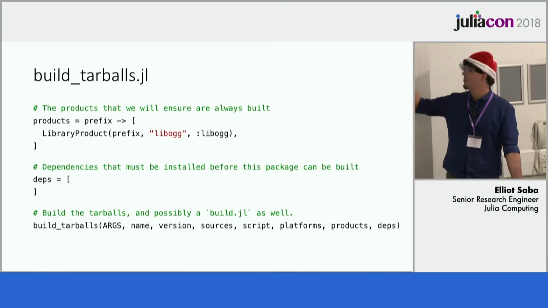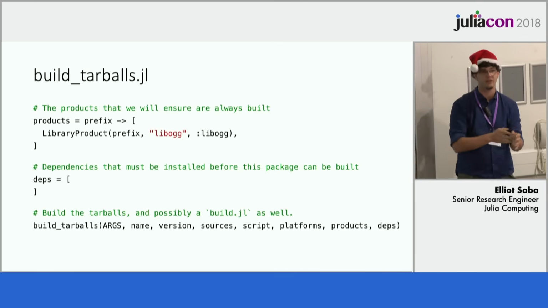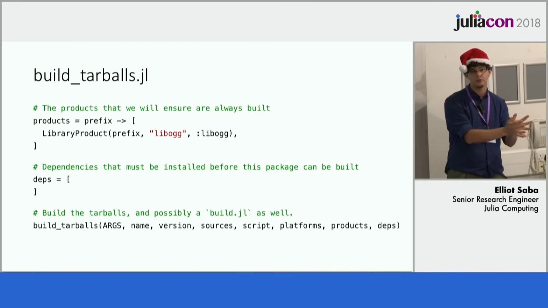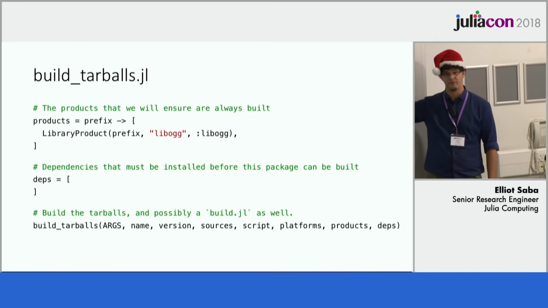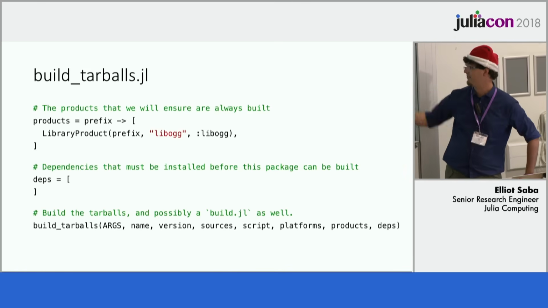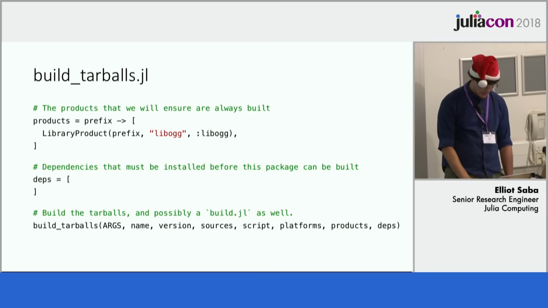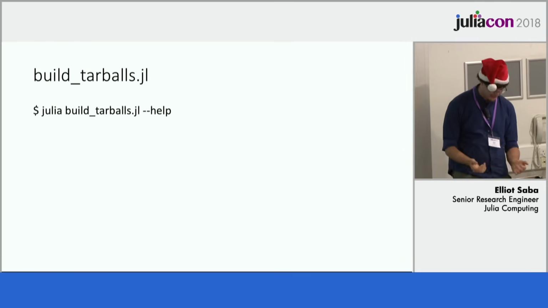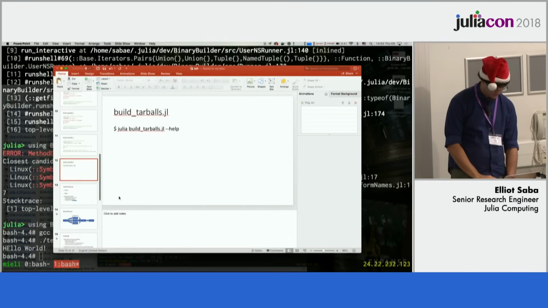An example of this would be we're building libogg here, but then libFLAC is going to use libogg to open Ogg FLAC files, so the libFLAC builder would specify libogg as one of its dependencies. And then finally, we take all that information and pass it to this big function called build_tarballs. The way you use this is basically like a program. You run the Julia script of this build_tarballs directly.